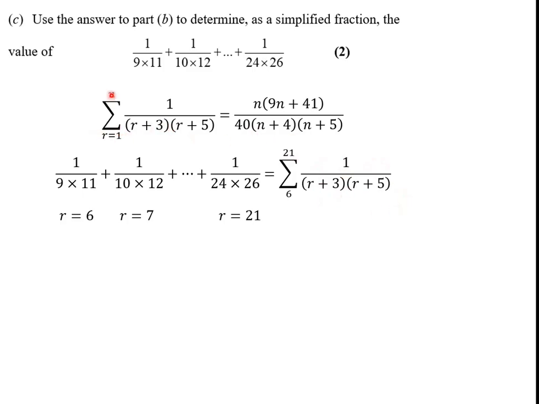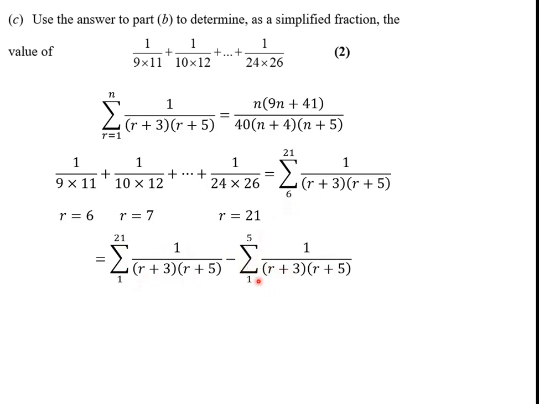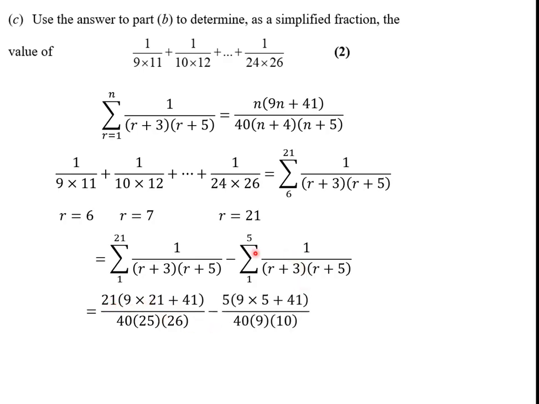Now I know the sum from 1 to n is equal to this, so I'm going to write it as the sum of 1 to 21 of my series, but I don't want the first 5 terms. I want to start at 6, so I'm going to subtract the sum from 1 to 5, and then I can sub my 21 and 5 into this to work out what the total is. So that's the sum to 21 terms, the n is 21, and this is the sum to 5 terms. Whacking it in the calculator, and I get 192,925.